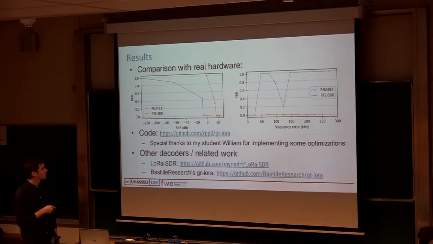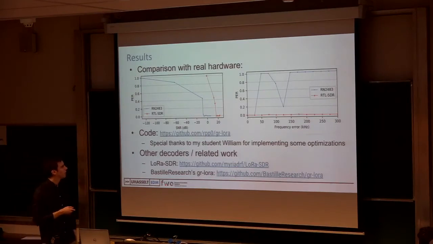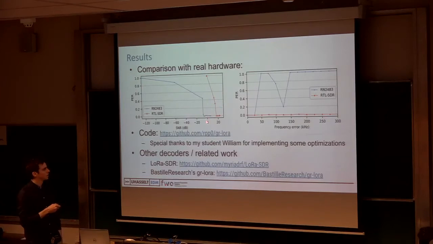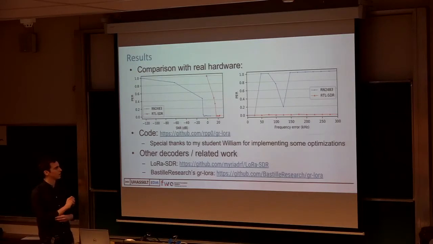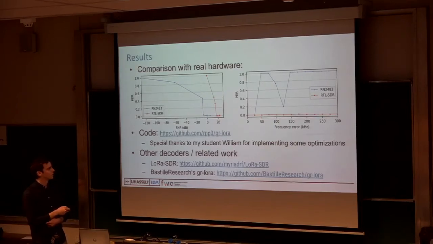I made a comparison with the real hardware for a various number of payloads. And as you can see, it's still quite a lot worse, so there's still some work to be done. For example, the real LoRa hardware is capable of even decoding packets that go below the noise floor, whereas mine is not, because of the methods that I chose for the preamble detection and synchronization. So there's still some work to be done here.